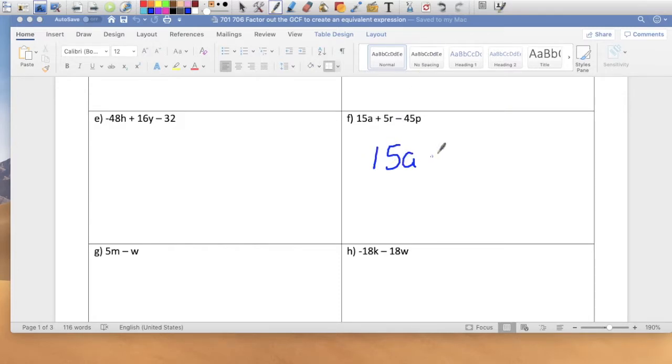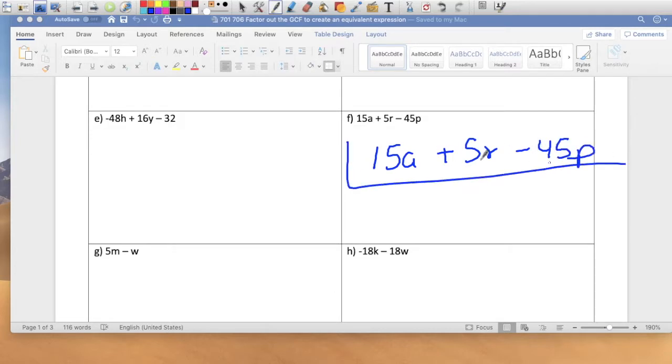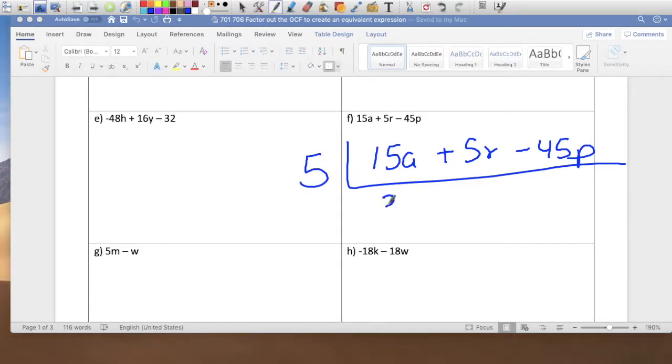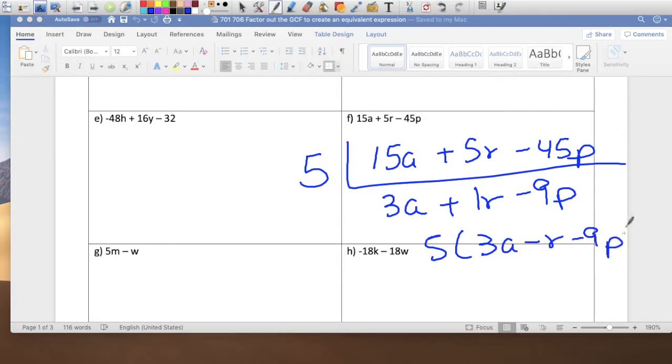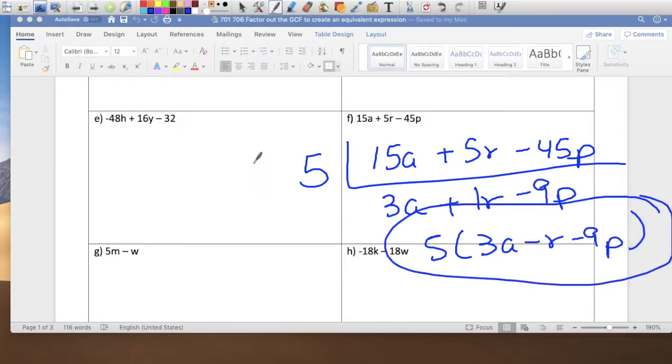15a plus 5r minus 45p. This one's obvious, right? We can take a 5. So 5 into 15a is 3a. Plus 5 into 5r is just 1r. And 5 into 45p is 9p. So it's 5 times 3a plus r minus 9p. This is your answer, by the way. Not this. This is not your answer. It's just a method that you're using to find out your answer. But your answer should be written in this manner.